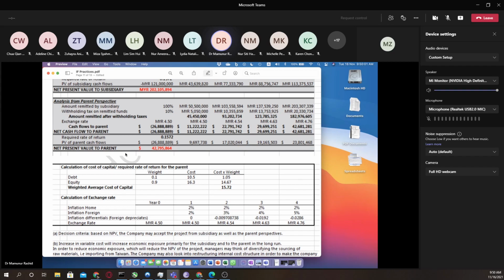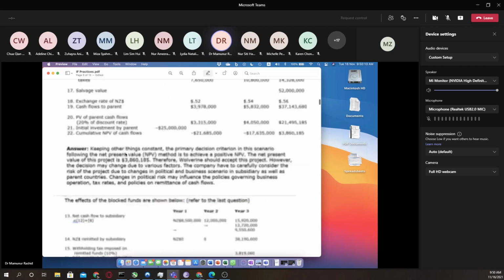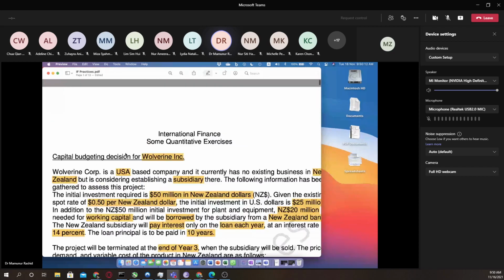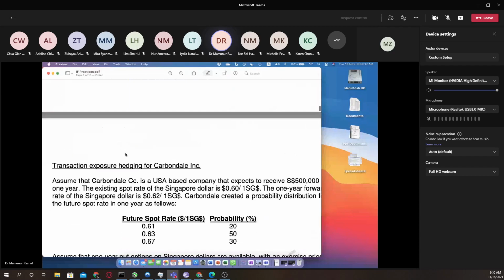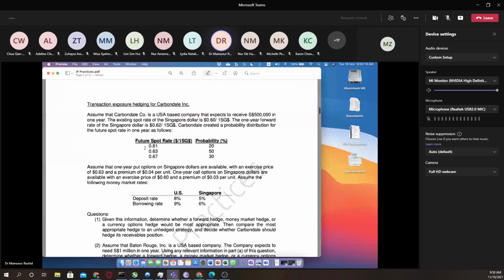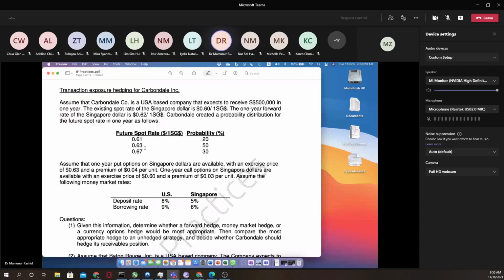Okay, we'll stop for a while and we'll come back with more examples on the transaction exposure. We may not do all, but we'll try to see at least 1 or 2 to give you an example. Apparently, the transaction exposure example is relatively easier, short and brief compared to the capital budgeting. Capital budgeting is easy but long. Transaction exposure is a bit tricky but short.